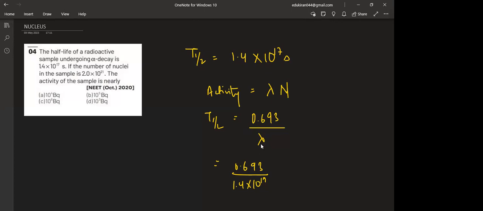Now, the number of nuclei, for a single sample: what is the number of nuclei present? This becomes 2 × 10^21, that is N. So solve it. See what value you are getting. Which option is correct out of these? Becquerel is the SI unit of radioactivity.